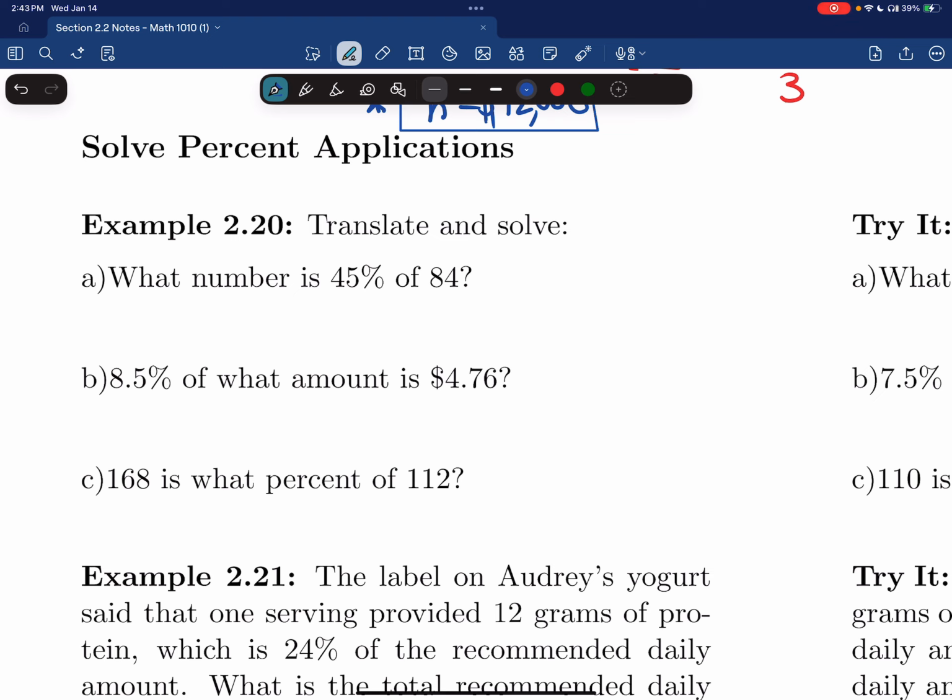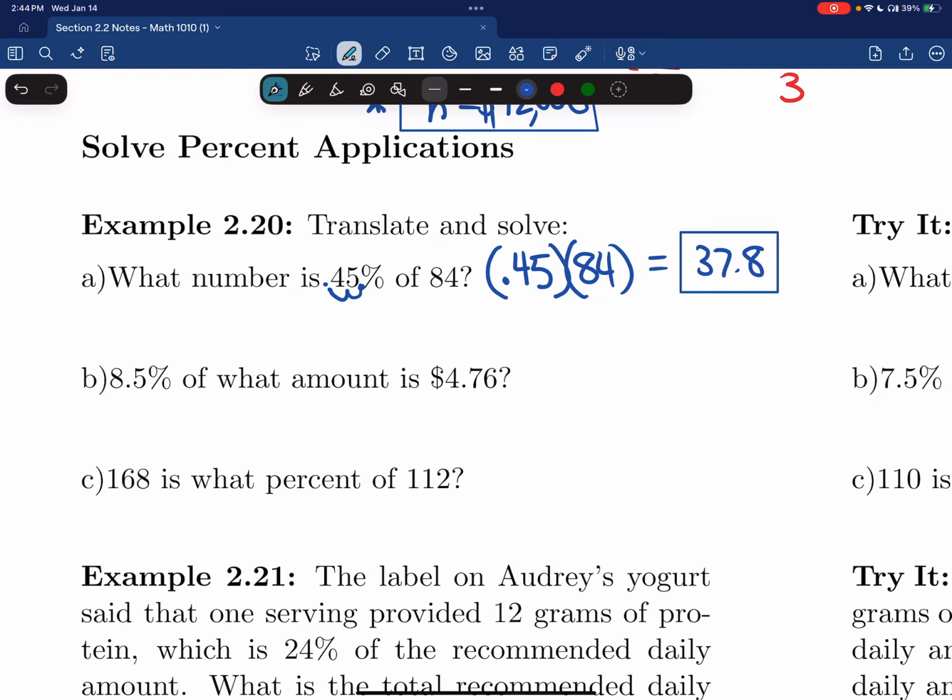Translate and solve. Part A. What number is 45% of 84? To answer this question, we could take 45% and turn it into a decimal. To turn it into a decimal, we move the decimal place 2 places to the left. So 45% becomes 0.45. Now we take that and we can multiply it by 84. And 0.45 times 84 is 37.8. This is the answer. So 45% of 84 is 37.8.